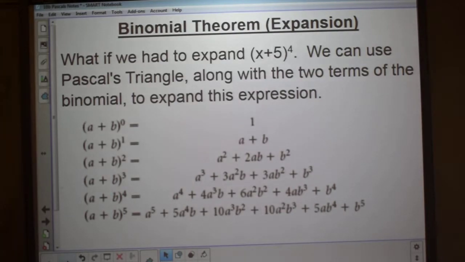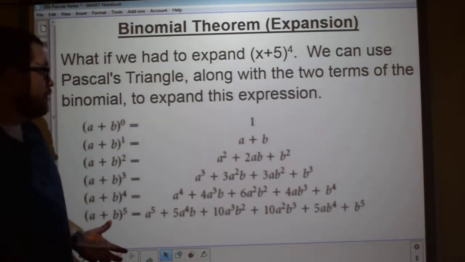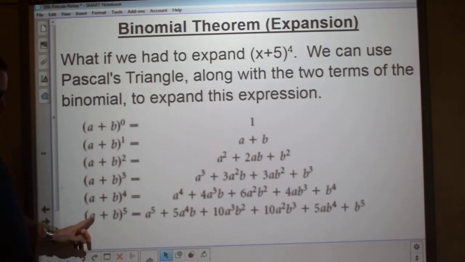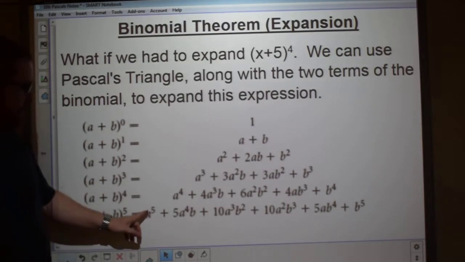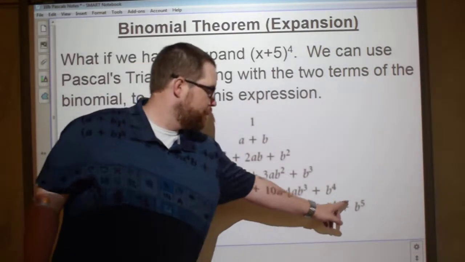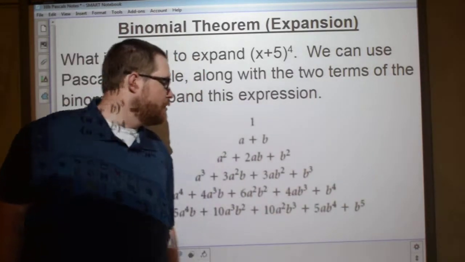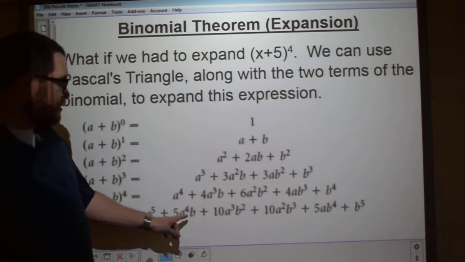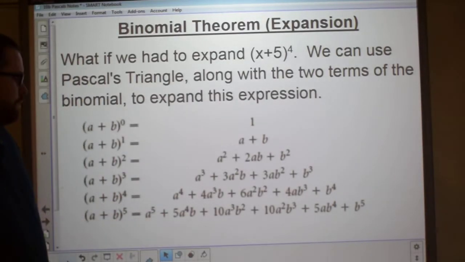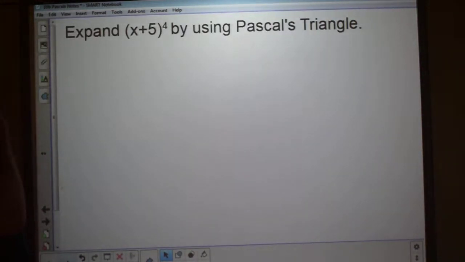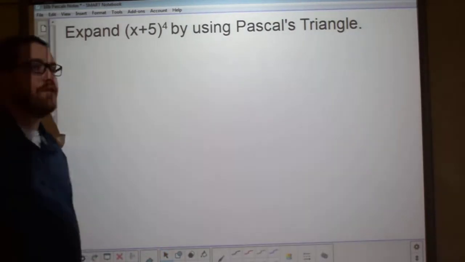So, how does this work? Well, you have two terms in here, an A and a B. Notice that the powers of A go down, and notice that the powers of B go up, and notice that the coefficients match the correct line of Pascal's triangle. It's easier when you see an example, so let's try this problem. X plus 5 to the fourth.